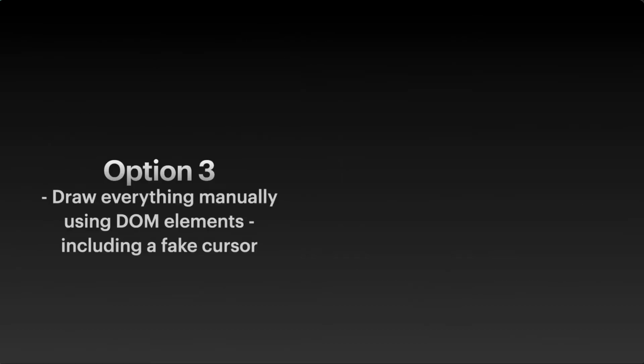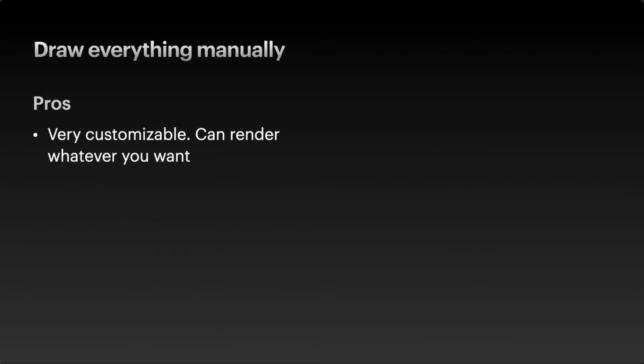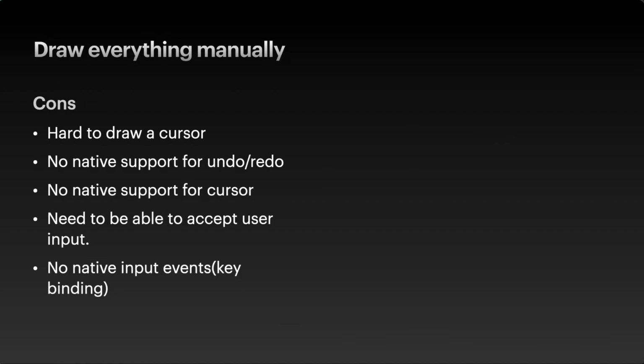And the third option is that we just draw everything manually using DOM elements, even including a fake cursor. The pro of this approach is that it is very customizable. We can render whatever we want. However, the con is that we would have no native support for undo/redo functionality. We don't have native support for the cursor behavior, and we need to be able to accept user input. So we may need to use a textarea, and the way we draw a cursor is probably by using some kind of text measurement, which can be very hard to implement. So these are the options.